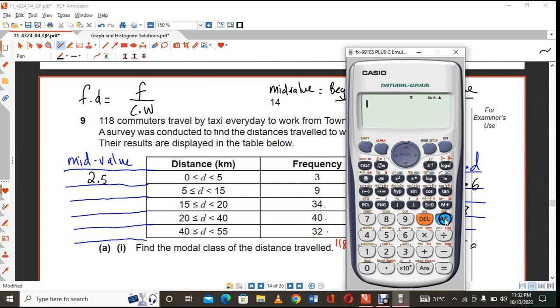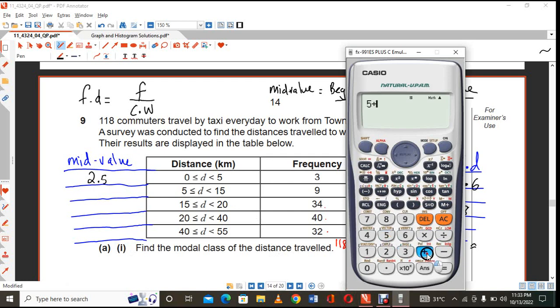Then this is going to help us when we are calculating the estimate of the mean. We don't know how many actual people are in that class group of 0 to 5 kilometers, 5 not included. We know there are 3, but we don't know exactly who went 4 kilometers. Maybe the other one went 3 kilometers, the other one maybe 0 kilometers. So we are finding the mean, the average, of everybody in that group. That's what this mid value actually means.